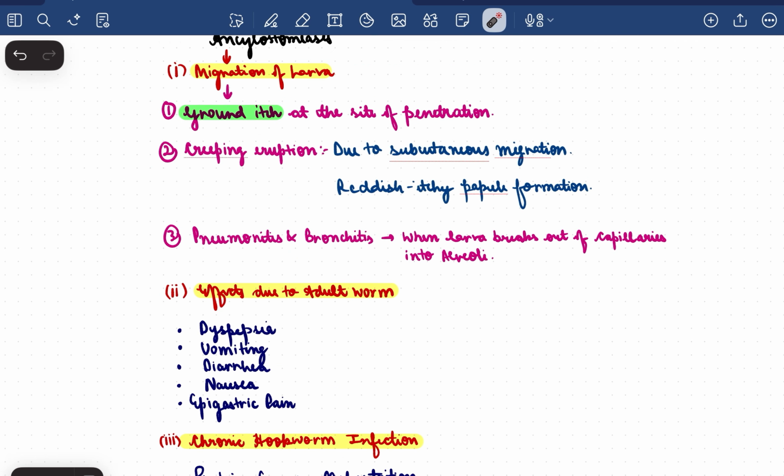most of the anti-helminthic drugs that are given to treat the hookworm infection might cause iron deficiency, and that is very difficult because the person already has anemia.